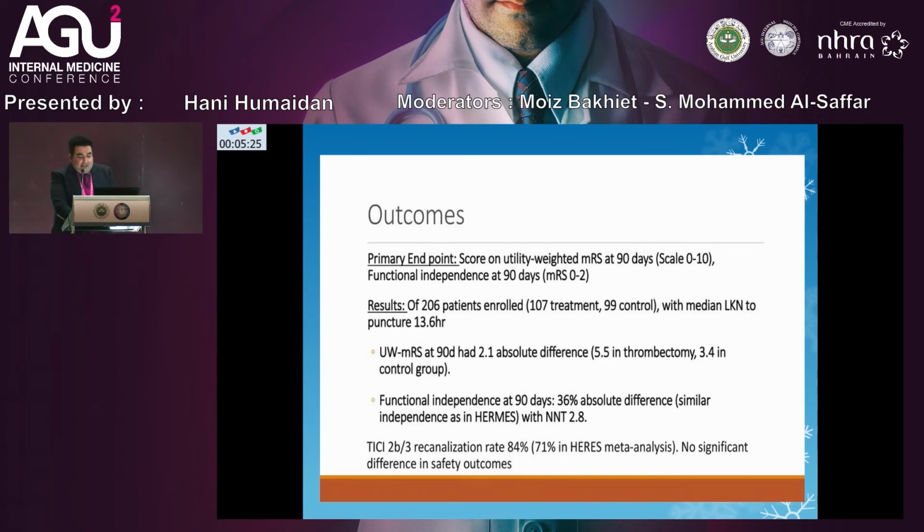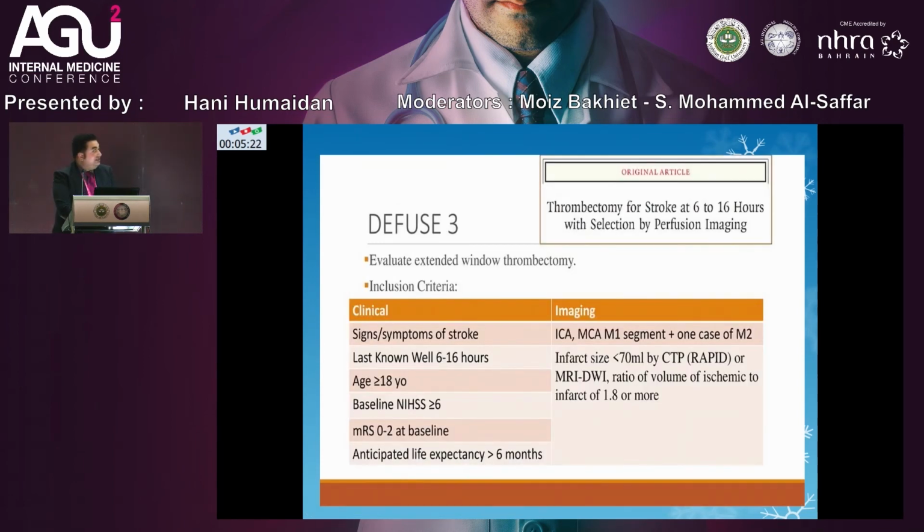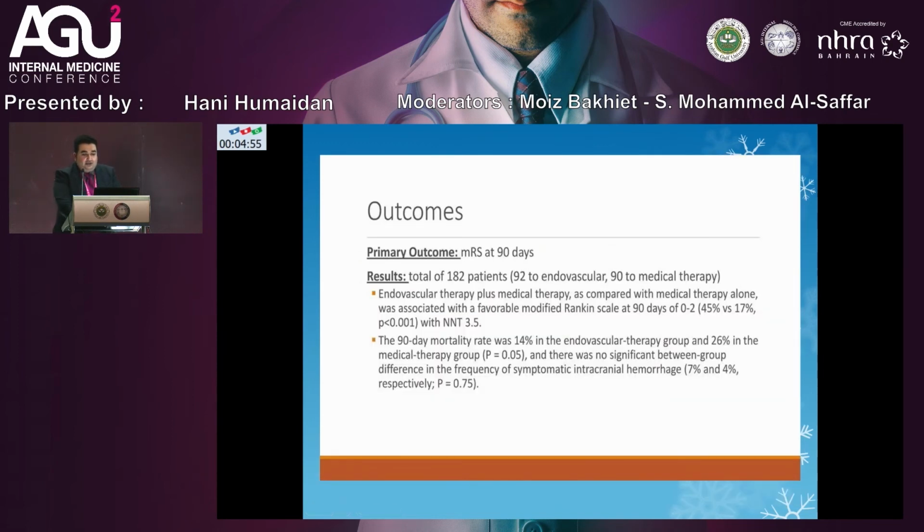The DEFUSE 3 trial attempted thrombectomy for stroke at 6 to 16 hours, with selection by perfusion imaging. They used similar clinical criteria, but for imaging they depended on infarct size less than 70 mL by CT perfusion or RAPID MR, with a diffusion ratio, volume of ischemic to infarct, of 1.8 or more. Again, it showed a significant difference, a more favorable modified Rankin score at 90 days, 45% versus 17% in the standard therapy.